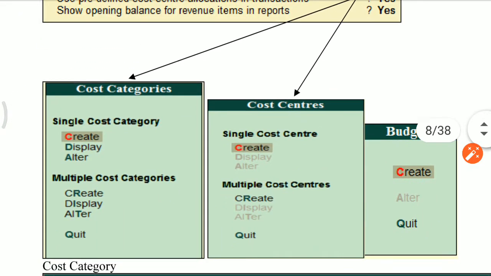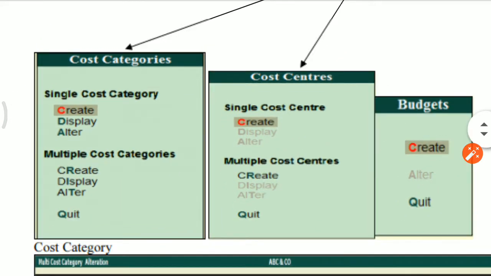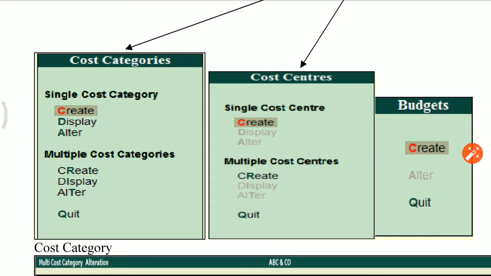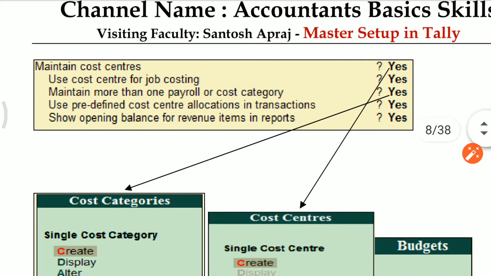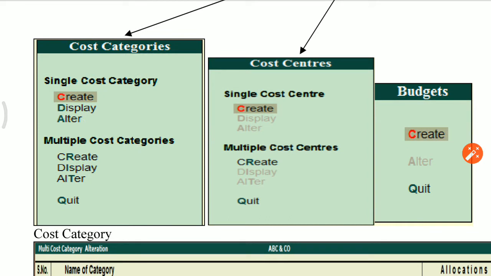In cost center, three options are available: cost category, cost centers. Sorry, three categories. Sorry, how many categories? Two categories. Cost categories, second one is cost center, and third one is budget. When you press cost categories, this screen will appear. Create, display, alter. Second screen is cost center, and third screen is budget. Friends, Tally has also introduced a budget control technique in Tally software.